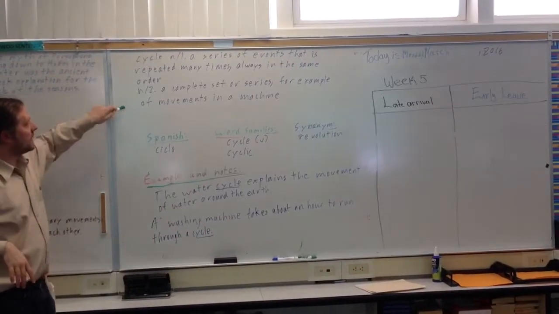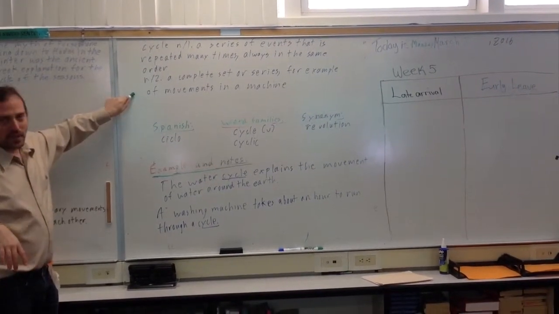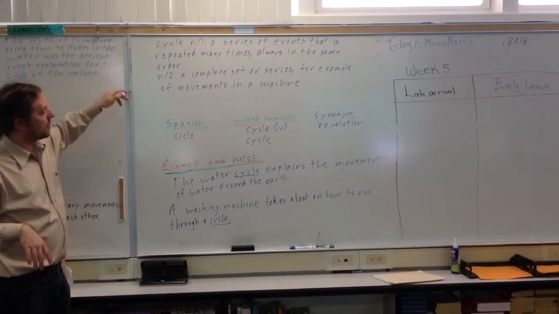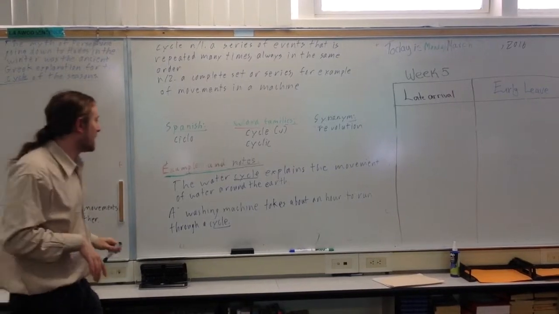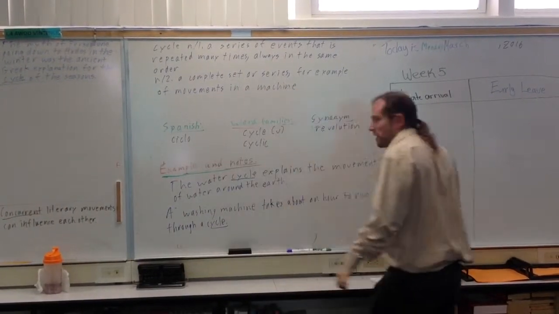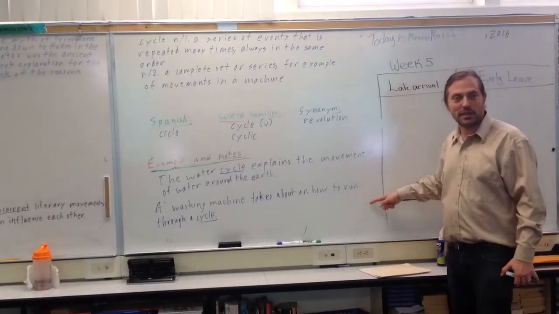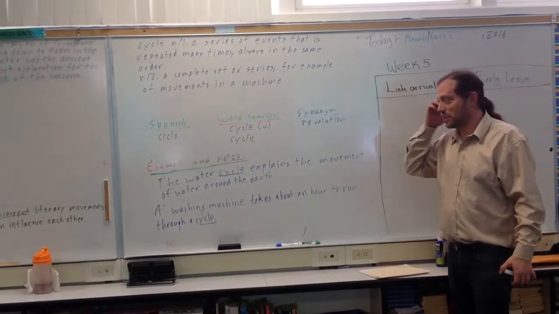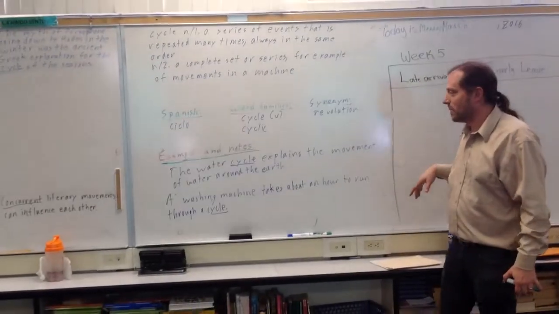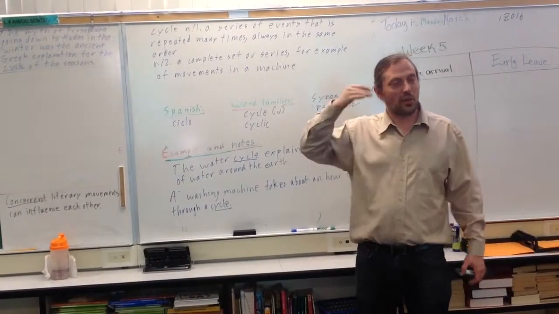Another meaning of cycle is, like for a machine, a complete set or series, for example, of movements in a machine. So that would be like a washing machine. We talk about the cycle of the washing machine. A washing machine takes about an hour to run through a cycle, depending on which washing machine. Means it goes through all the different stages that the washing machine does, right?